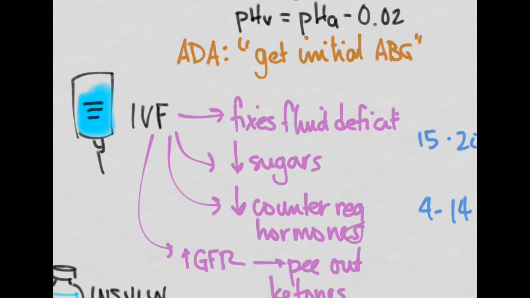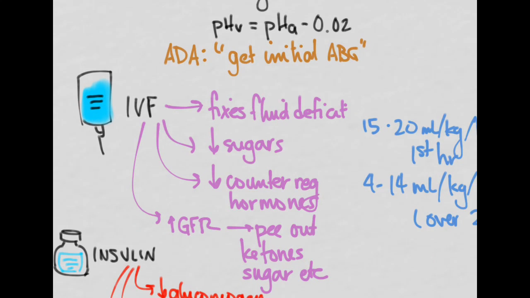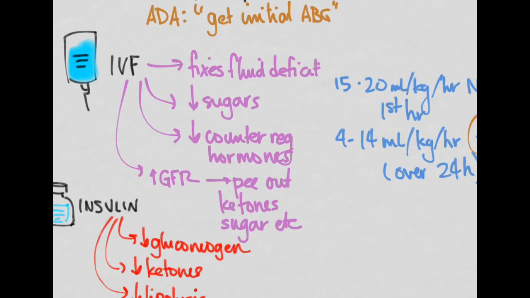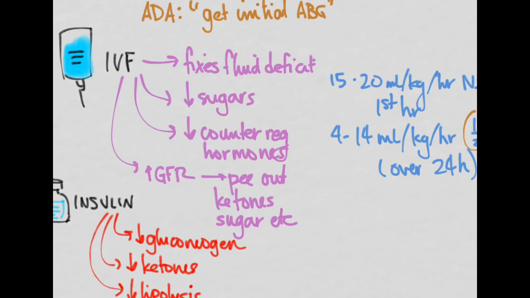All right, the next thing we should talk about are IV fluids. Now, IV fluids are a mainstay of treatment in patients with DKA or HHS because we know that they're profoundly dehydrated. So this is going to fix their fluid deficit. It's going to dilute out the sugar. It's also going to dilute out those counter-regulatory hormones. And it's going to perfuse the kidneys so they can pee out all this other bad stuff. Now, the one time that this is different is in pediatric patients, and we'll talk about that in a second.